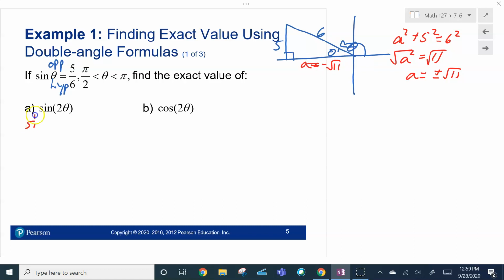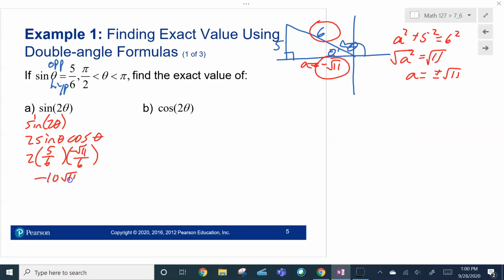Sine 2 theta, according to our double angle formula, is 2 sine theta cosine theta. Well, we know the sine of theta is 5/6, and the cosine of theta, which is adjacent over hypotenuse, is negative root 11 over 6. So we got negative 10 root 11 over 36. 10 and 36 both go into 2, so we got negative 5 root 11 over 18.